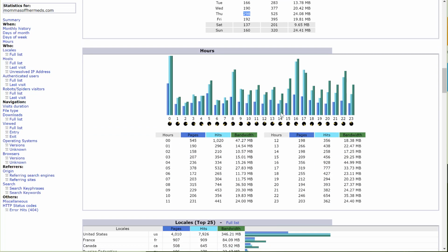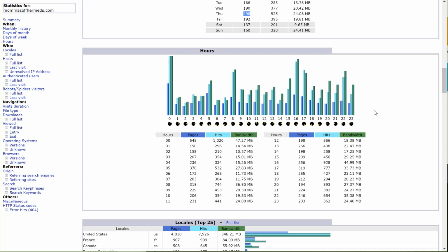The time, that's midnight. So this is the time of day that my blog is most popular for the month of October. And when you look at the time of day, this is all on Eastern. The server is in Florida, and it's on the Eastern time zone.